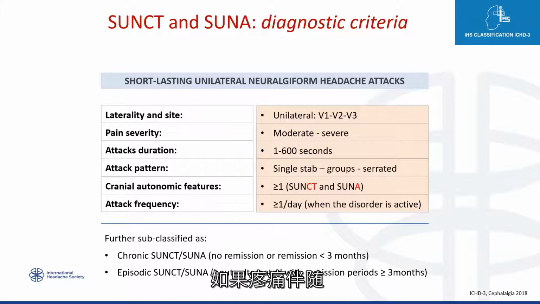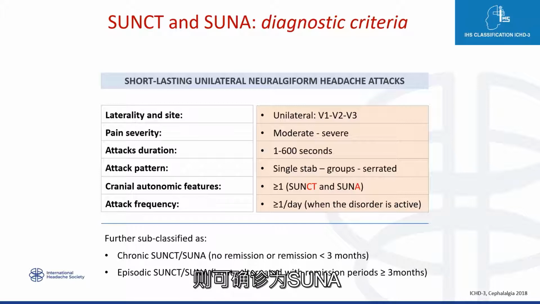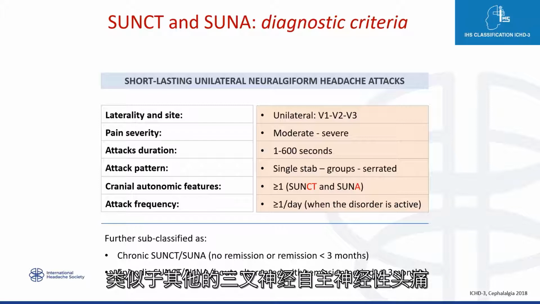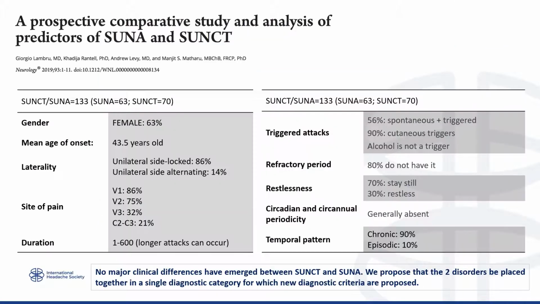If the pain is associated with ipsilateral conjunctival injection and lacrimation, then the diagnosis of SUNCT should be made. Whereas if the pain is associated with one of the other cranial autonomic features or one of lacrimation and tearing, then a diagnosis of SUNA has to be made. Similarly to the other trigeminal autonomic cephalalgias, SUNA and SUNCT are classified as either chronic or episodic.